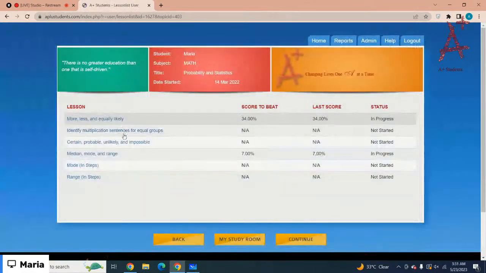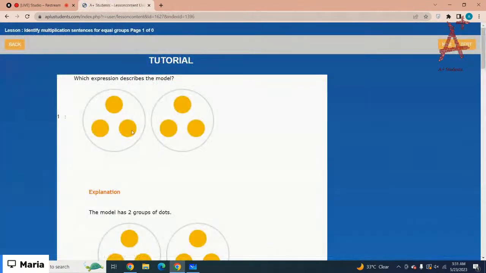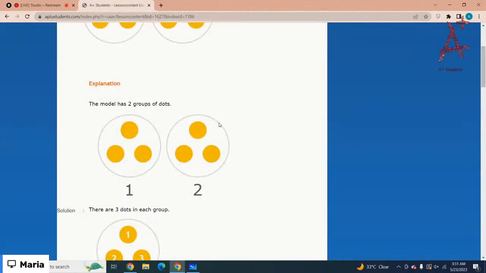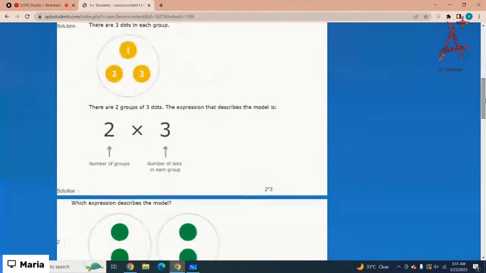Let's move on to the next lesson, that is identify multiplication sentences for equal groups. Which expression describes the model? So you're given the model, you have to see the model. How many models do we have? One and two. Got it? And in each model, you have three dots. That means you have 2 times 3 equals 6. That means you can make two groups of 3 dots each. Got it?